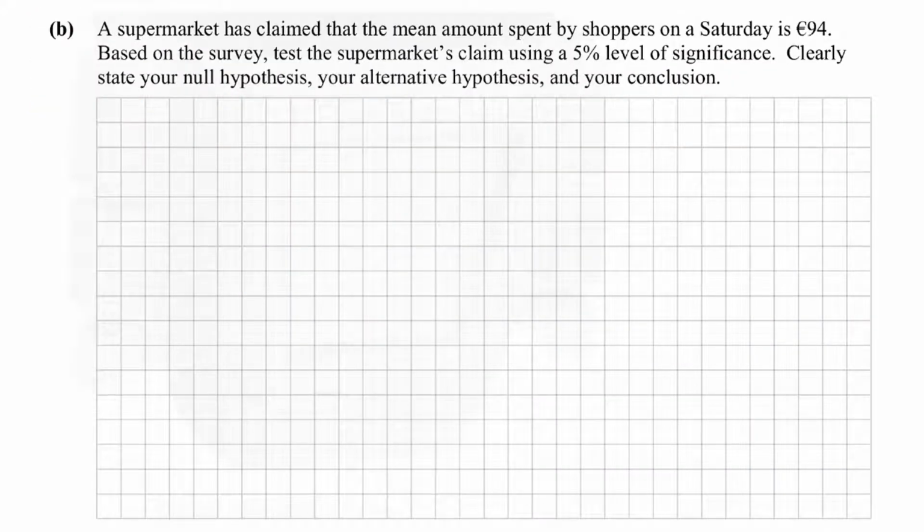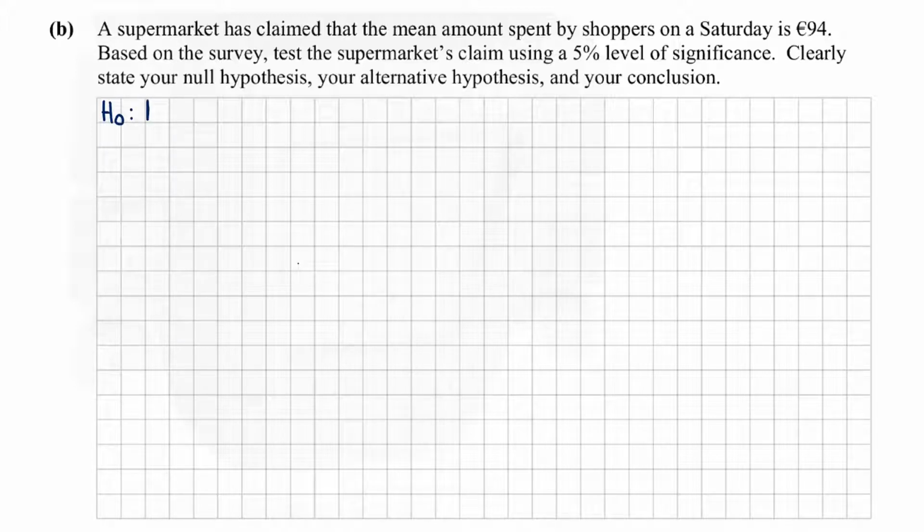So part B then says the supermarket has claimed that the mean amount spent by shoppers is 94. Based on the survey, test the supermarket's claim using a 5% level of significance. Clearly state your null hypothesis, your alternative hypothesis, and your conclusion. So this is hypothesis testing. We always start that off the same. We start off with our null hypothesis.